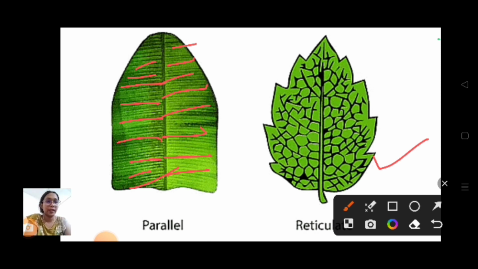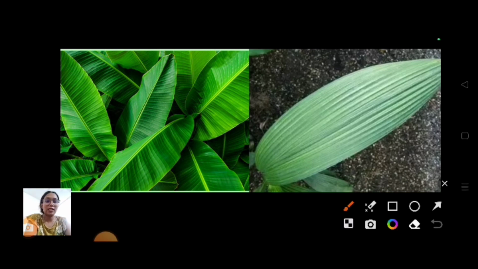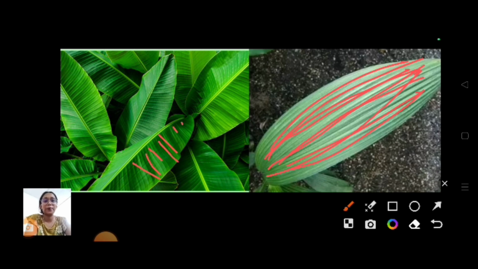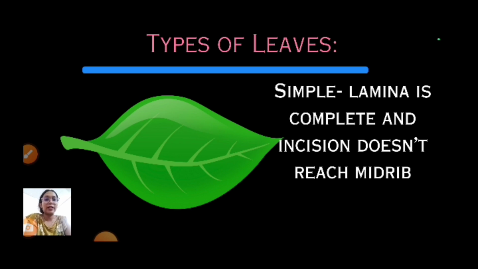Then moving on to the next slide. See, two patterns you can see in case of parallel venation. One like this, in case of grass and bamboos, you can see this type of venation, but in banana you can see like this. Both are parallel venation only. Is it clear? Types of venations are clear? Then moving on to the next slide.